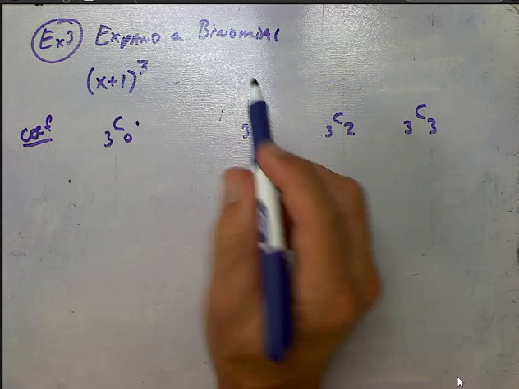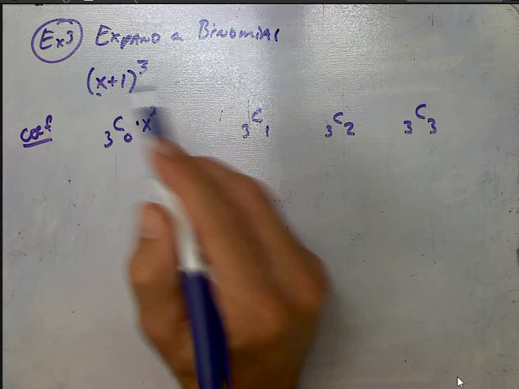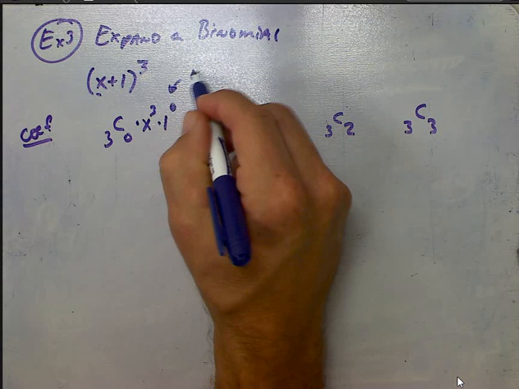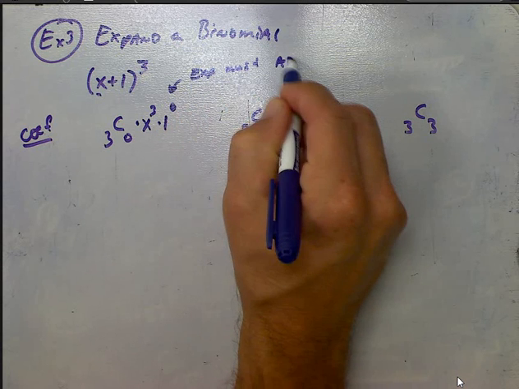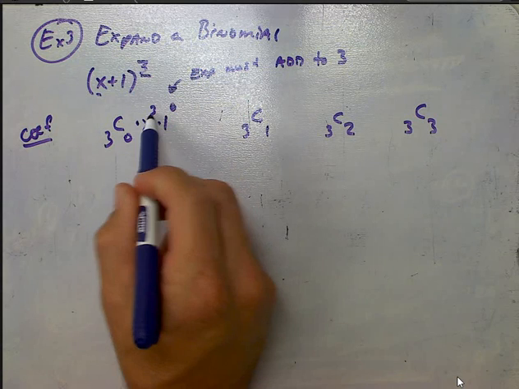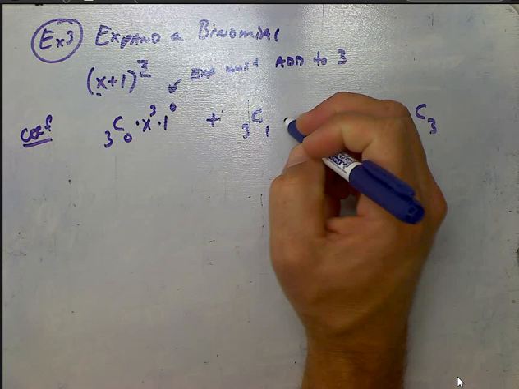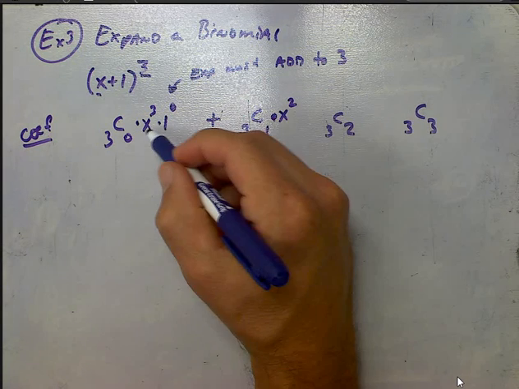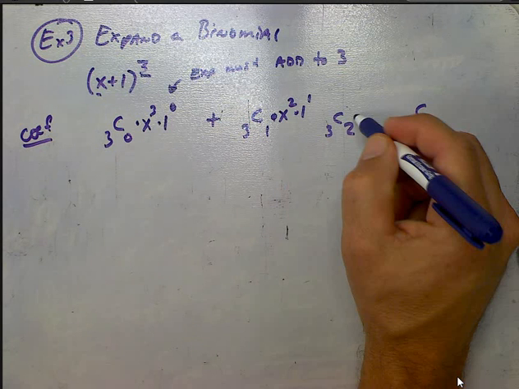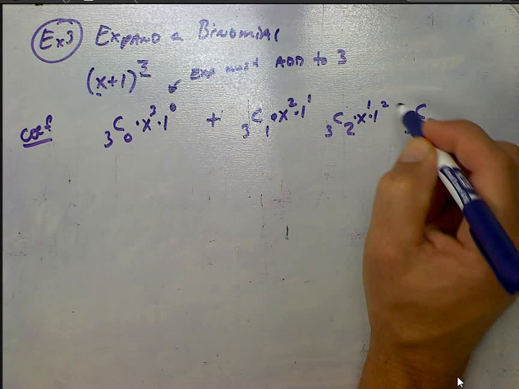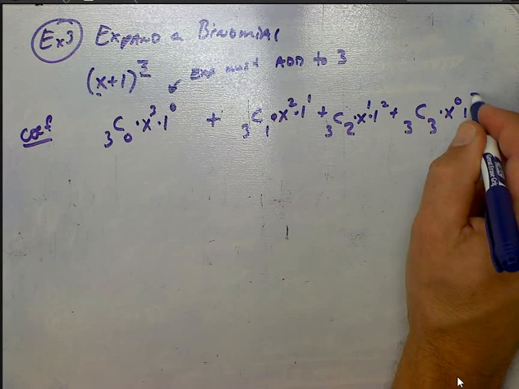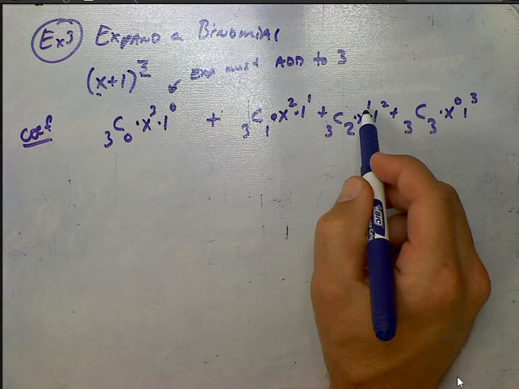So it's going to be 3c0 times x to the third, the first term to the third, times the second term to the 0 power. Each time, these exponents must add to 3 because that exponent is 3. If this exponent was 4, these two have to add to 4 each time. And then plus 3c1 times x to the second times 1 to the first, since this is a 1. So the next one's going to be times x to the first times 1 to the second, and then plus x to the 0, 1 to the third. So again, the exponents add to 3, exponents add to 3, exponents add to 3.